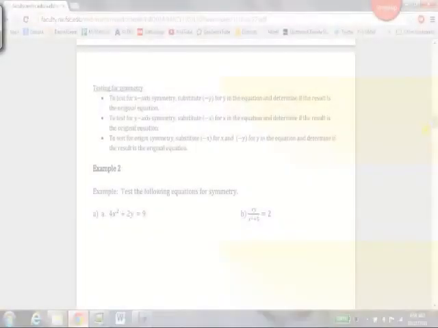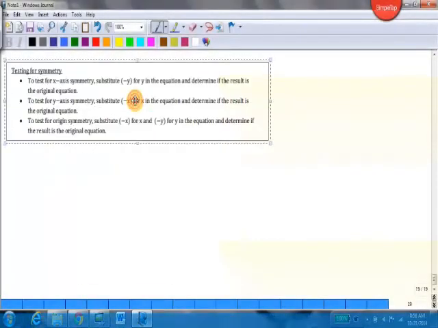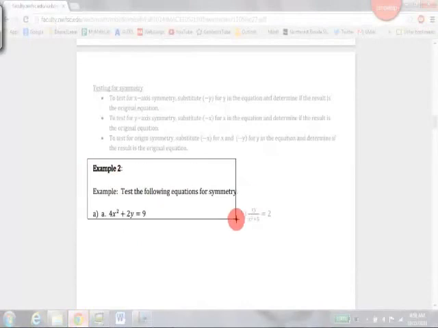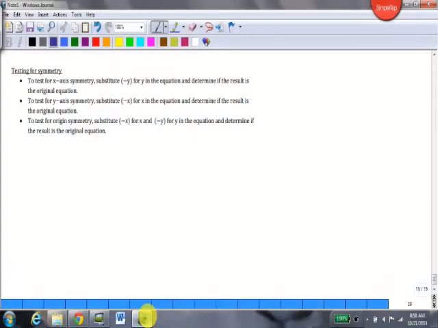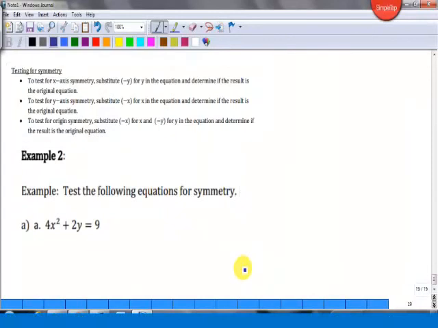Let's apply these tests for symmetry. Paste those up in the corner, and then apply this to example 2a. So someone hands us the equation 4x squared plus 2y equals 9. Perhaps we have a pretty good idea what the graph looks like. Perhaps we have no idea whatsoever what the graph looks like.